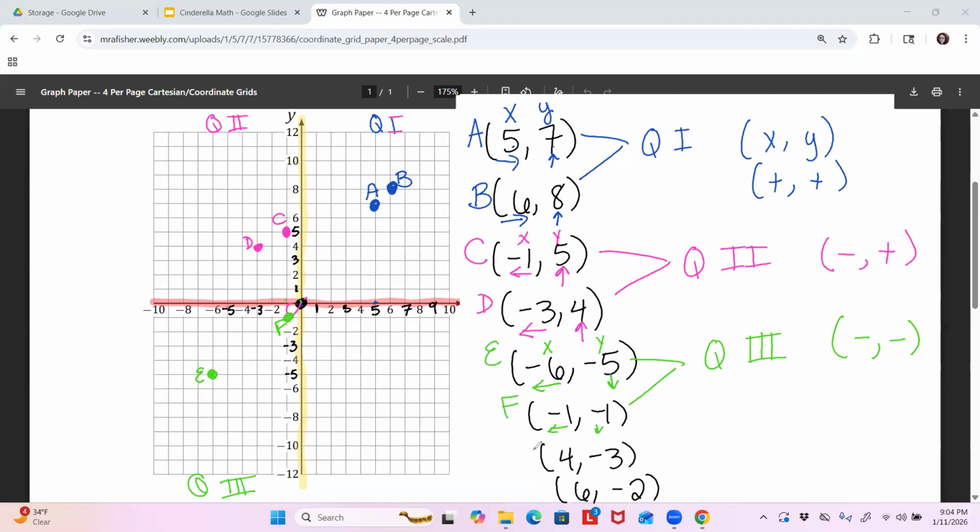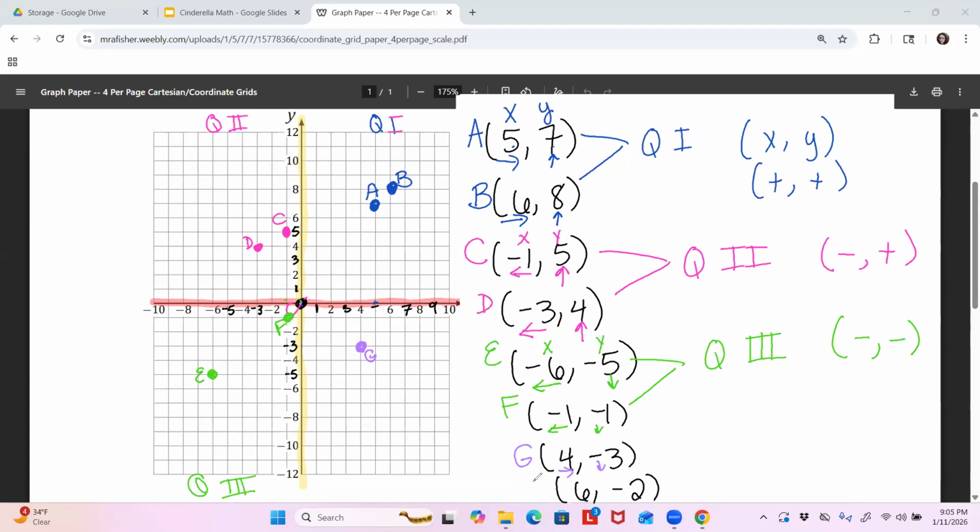Okay, how about point G? 4, -3. So from that origin, we're going to go positive. So we get to go right on the x this time. 1, 2, 3, 4. And then down on the y. Down 3. 1, 2, 3. Point G. So we went right 4, down 3.